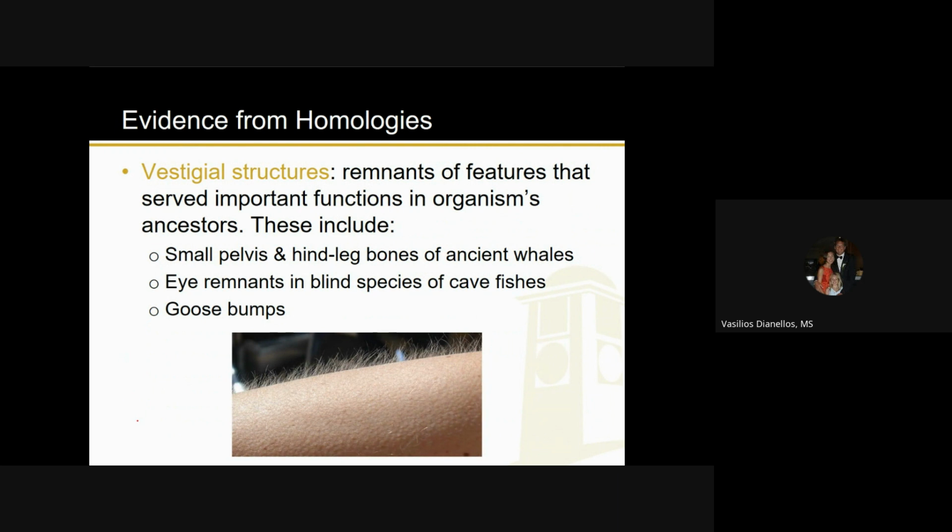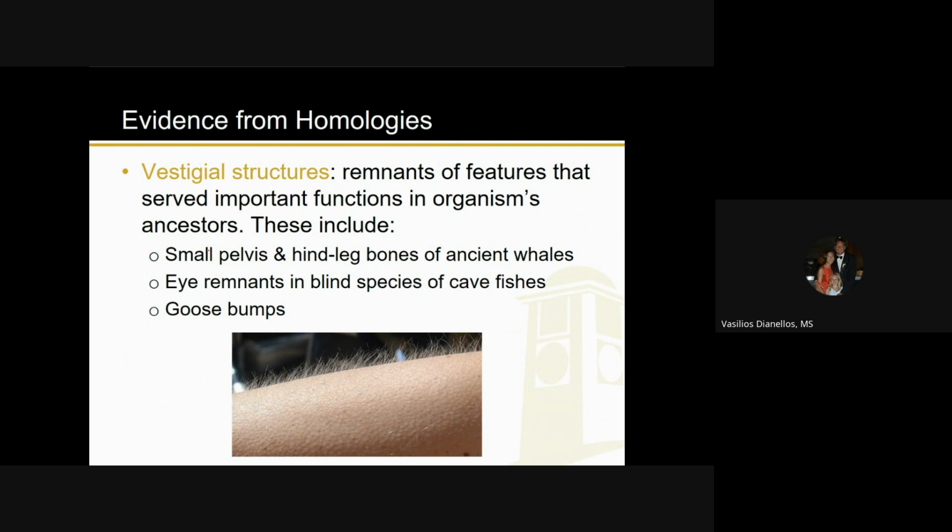So when I was just talking about how we have useless things, not just in our genomes, but in our body that don't work anymore, there's a name for that, and it's called vestigial structures. The technical definition is the remnants of features that served important functions in organisms' ancestors, right? So again, my definition is vestigial structures are useless structures that we have that used to serve a purpose in our ancestors.